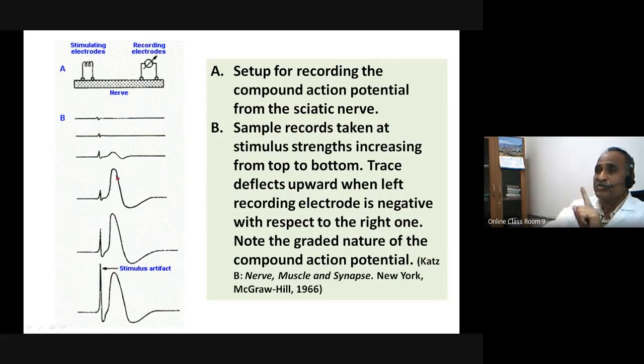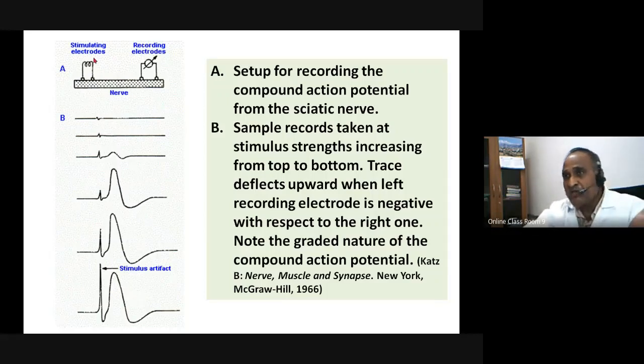It's a graded response because at each stimulus, as you increase the stimulus, what happens? The electrotonic potential strength increases, and it recruits newer and more fibers. You can just see here, if it is producing a depolarization, the nearby areas are depolarized. Subsequently, more and more fibers are recruited, and you get more activity. That is what is meant by the graded response of the compound action potential.